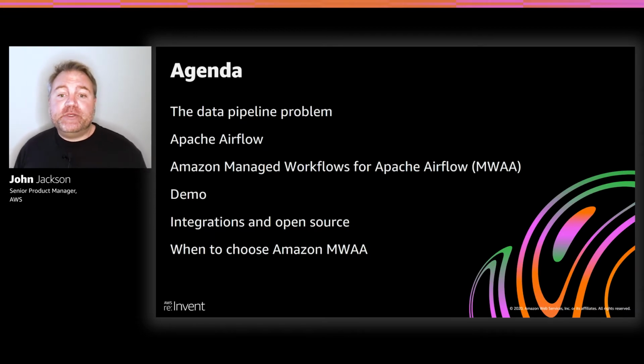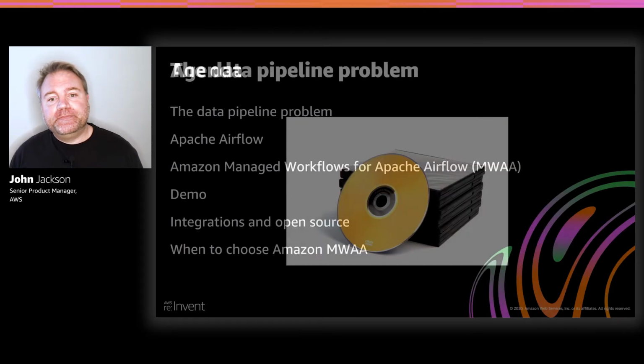After this, I'm going to introduce Amazon Managed Workflows for Apache Airflow, or MWAA, and how it works and what benefits it provides. I'll then give you a quick demonstration of how to build a very rudimentary data pipeline with Amazon MWAA. And then we're going to discuss a little bit about how Amazon MWAA works with integrations and open source, and when to choose it for your orchestration needs.